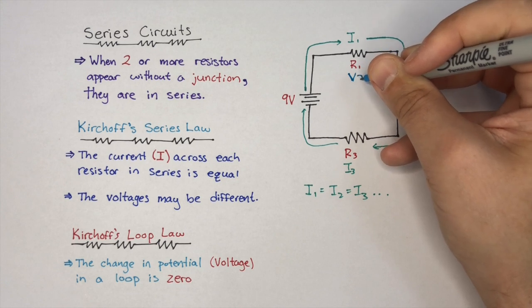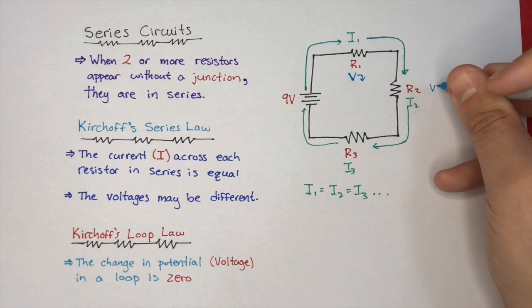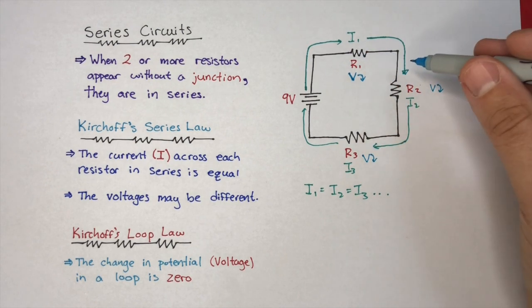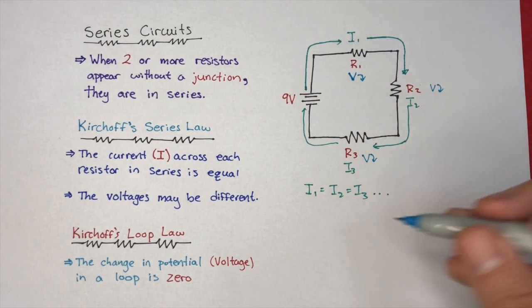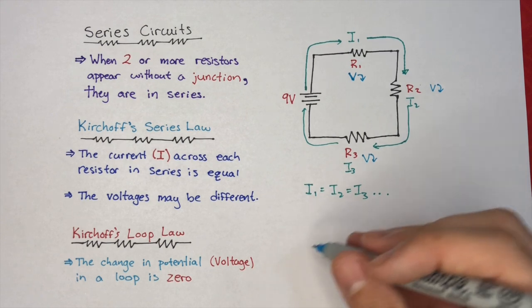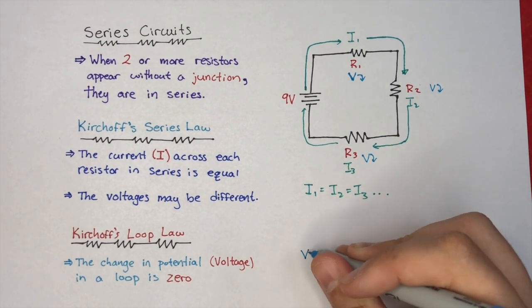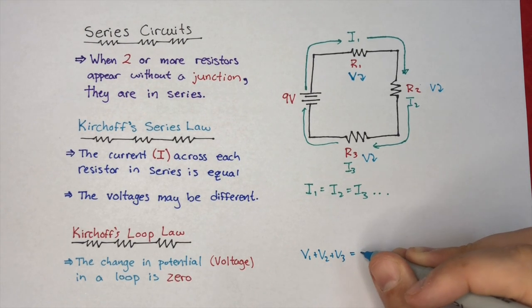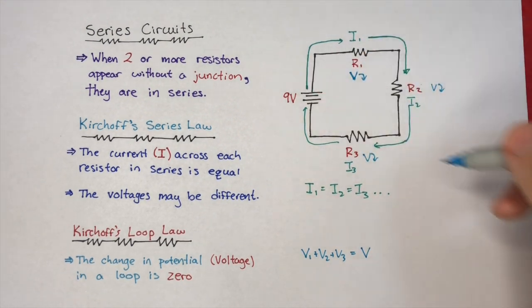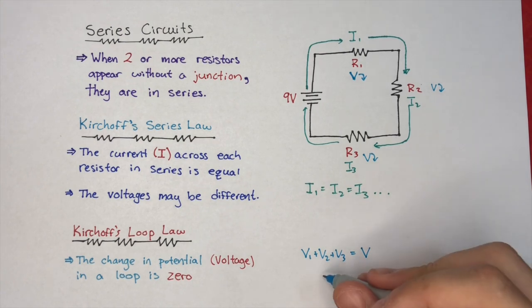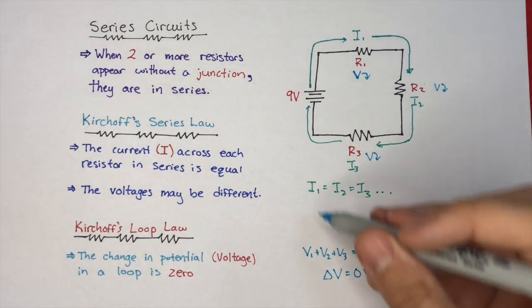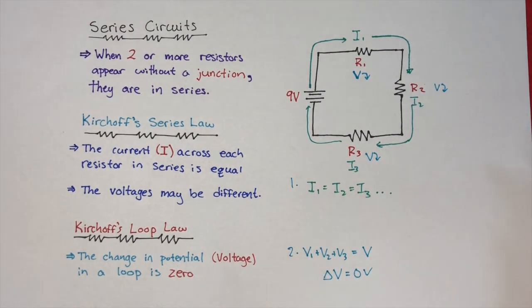So that says the voltage is going to decrease. Over here, the voltage is going to decrease, and down here, the voltage is going to decrease across R1, R2, and R3. But Kirchhoff's loop law says that the voltages V1, V2, and V3 are all going to be equal to the total voltage, or the voltage from the battery. In other words, the change in potential is going to be equal to 0 volts. So we're going to use these two ideas in order to take a look at a circuit.